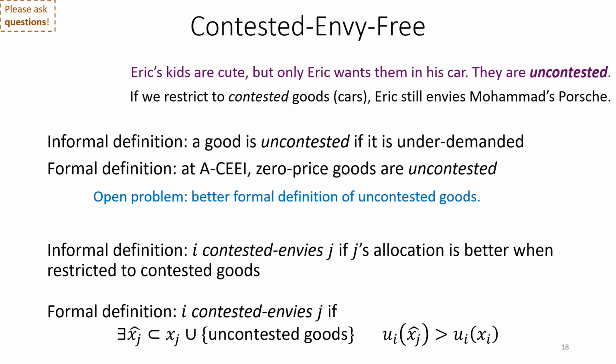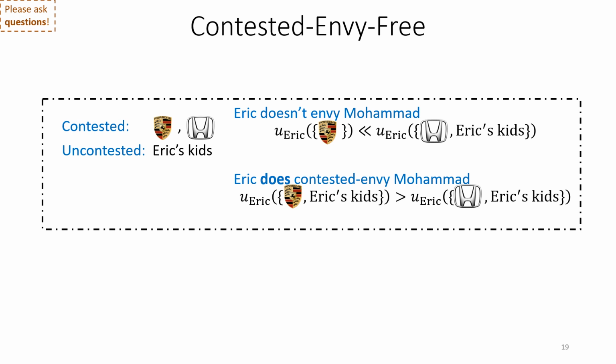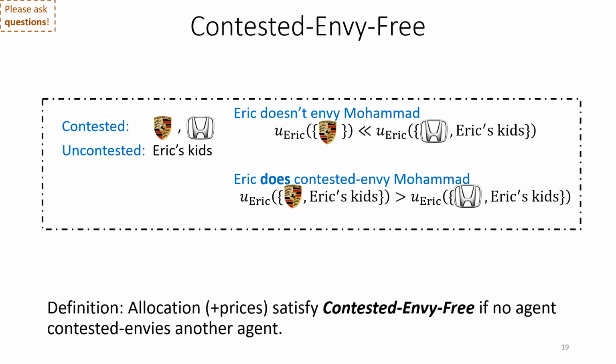In the formal definition, we instead say that agent I will contested envy some other agent J if I would prefer J's allocation plus those uncontested goods chosen freely. Recall the previous example between Eric and Mohammed, where the Porsche and the Honda are contested, and Eric's keys are of course uncontested since keys are priced at zero. Note that Eric doesn't envy Mohammed since he values his keys much more than a Porsche. However, Eric does contested envy Mohammed since his keys are uncontested and he should always have them when comparing to others. And finally, we say an A-CEEI allocation together with prices satisfies contested envy-freeness if no agent contested envies any other agent.